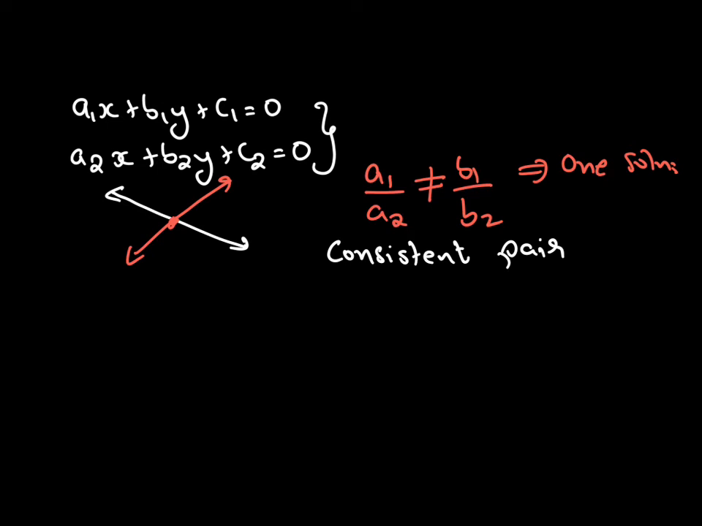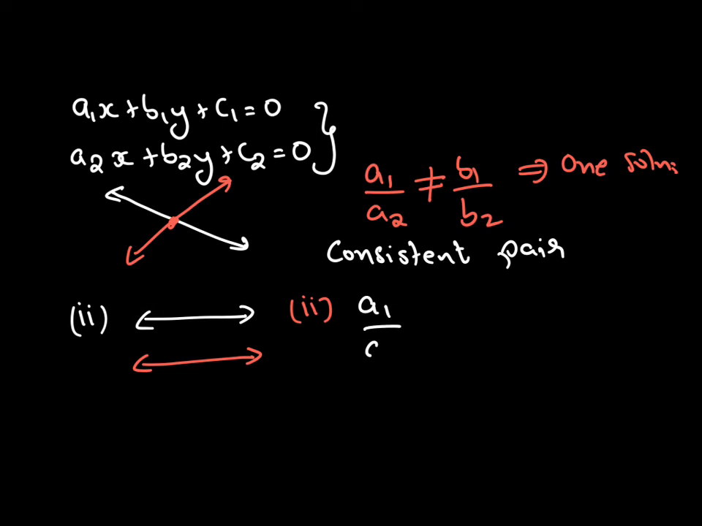Now, when does a pair of linear equations have no solutions? We have seen the second case, when the lines are parallel to each other. That means when they do not intersect. This is graphically. But can we know algebraically when the equations will not have a solution?